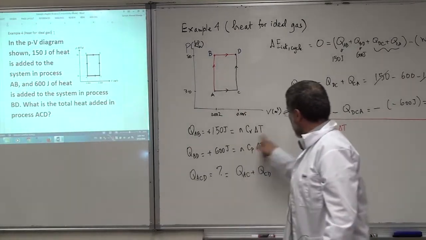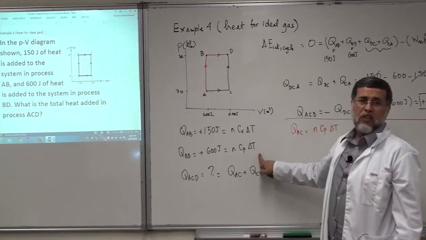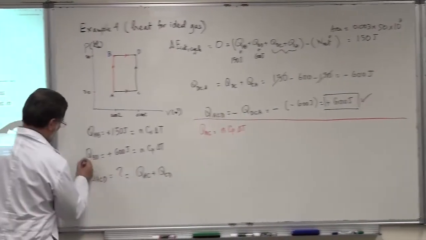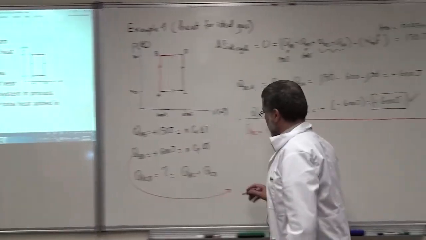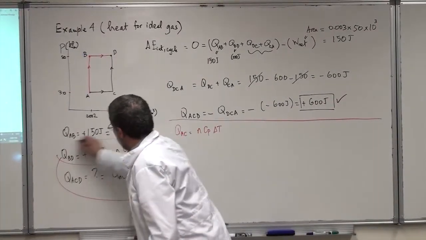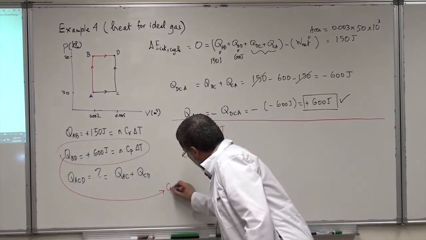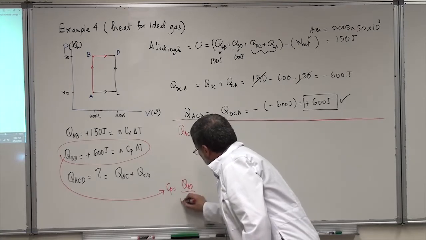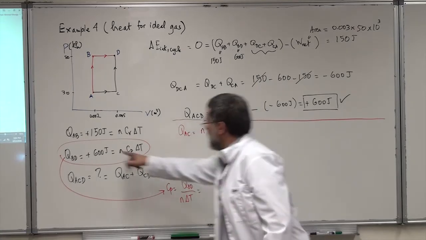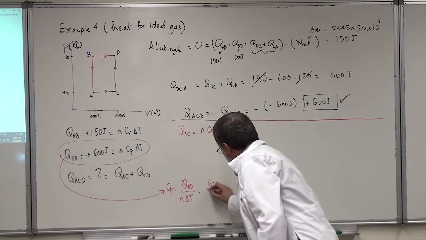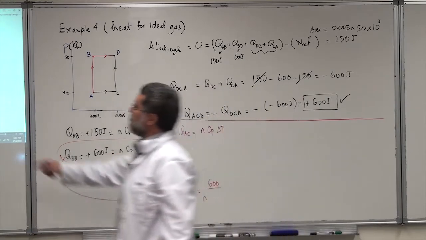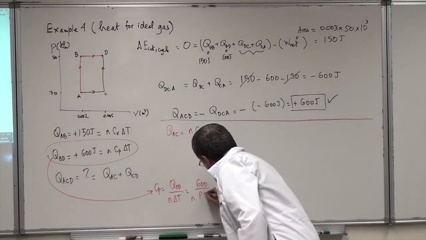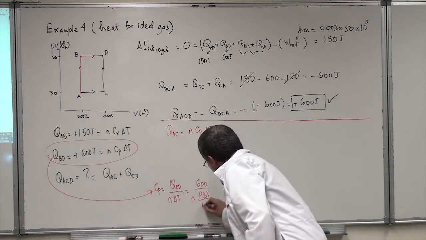But I have some information here which will help me find CP and CV. For example, I can go to this equation here and calculate CP. Let's calculate CP from this information here. So what is CP? CP is QBD over n delta T. How much is QBD? It's 600 divided by n. Of course, it didn't give you a number of moles, but delta T, since we are working in constant pressure, is P delta V over nR.